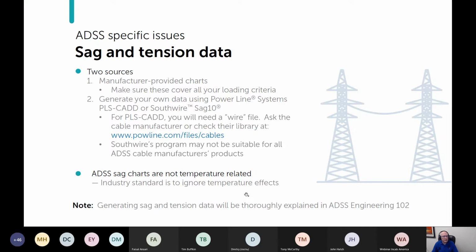Just kind of a passing note, ADSS sag charts are not temperature related because, again, the thermal coefficient of expansion is so low that you can essentially ignore it. And so the industry practice, I shouldn't say industry standard, is to ignore the temperature effects. This is intended only as a primer. We'll talk about generating sag and tension data for ADSS in a separate engineering webinar.